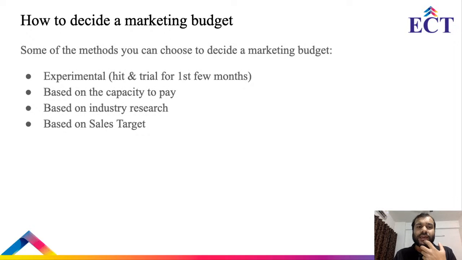So it's like industry research and then based on the sales target. If you have the sales target of 5 lakh rupees, then you decide that on an average 15% of that sales target we will spend on advertising, right? So this is how you decide a marketing budget, keeping in mind that it can entirely go waste. So if it is going waste, you should not come on road. You should be financially stable, and it is just a business risk.